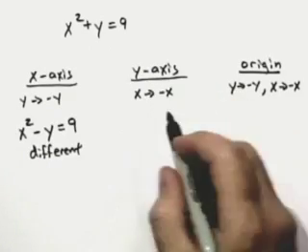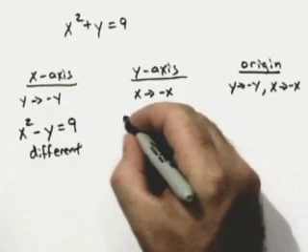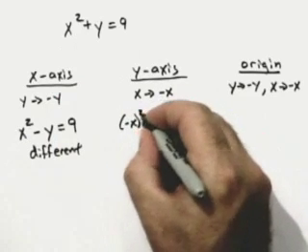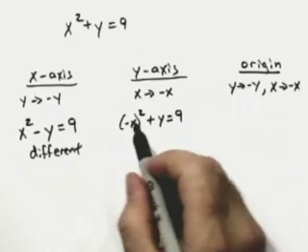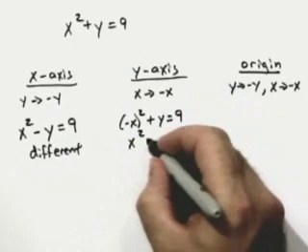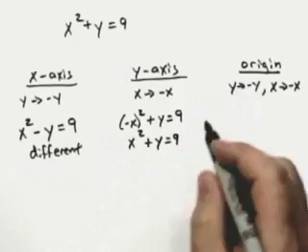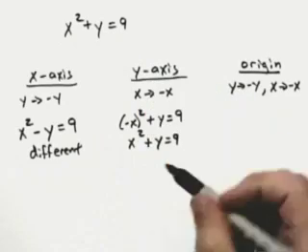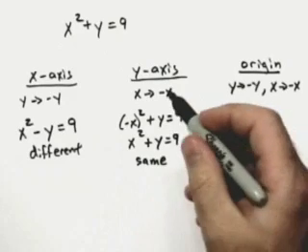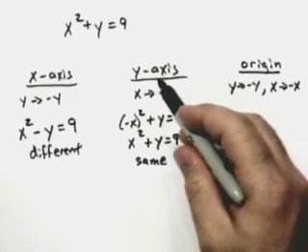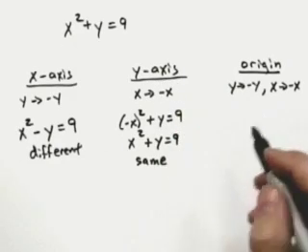For y-axis symmetry, we're going to change x to negative x. So we'll have negative x quantity squared plus y is equal to 9, which gives us x squared plus y equals 9. If we compare this equation to our original equation, we see that those are the same. And so the graph of this equation does have y-axis symmetry.